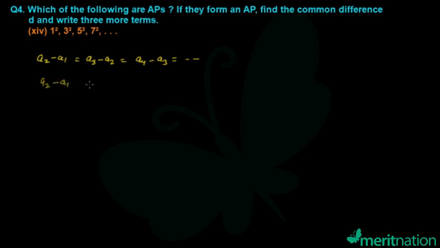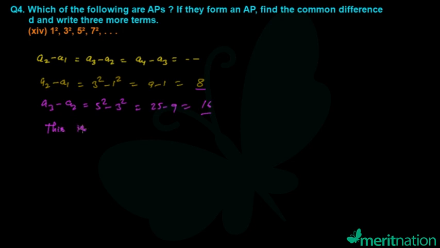The next part: 1 squared, 3 squared, 5 squared, 7 squared. a2 minus a1 is 3 squared minus 1 squared, that is 9 minus 1, that is 8. Next is third term minus second term. The third term is 5 squared, minus 3 squared. 5 squared is 25, 3 squared is 9, so it becomes 16. The differences are not the same. This is not an AP. We don't need to find 3 more terms.